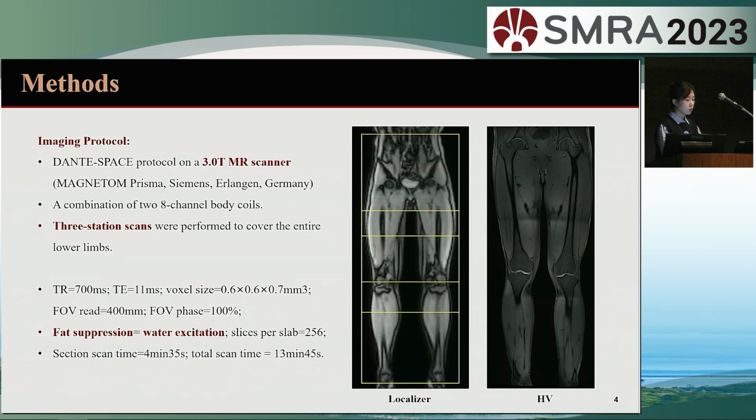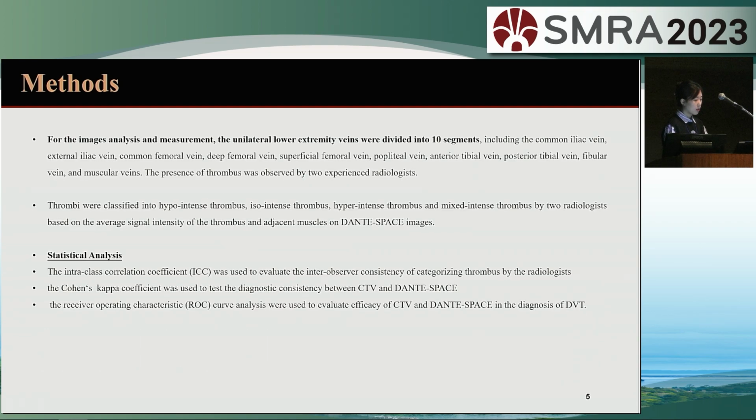Patients underwent the DantiSpace protocol on a 3T MR scanner with a combination of two 8-channel body coils. Three station scans were performed to cover the entire lower limbs, and the scan parameters were as follows. For the imaging analysis and measurement, the unilateral lower extremity veins were divided into 10 segments, and the presence of thrombus was observed by 2 experienced radiologists.